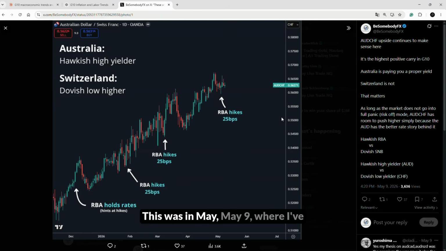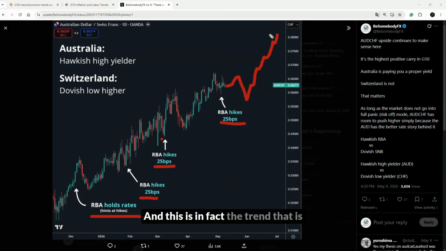And as you can see here, in fact, I've gone into a bit more detail. This was on May 9, where I've laid out all the reasons behind this trend, which was the RBA hinting at rate hikes back in December 2025, bullish for the Australian dollar. The RBA hiking interest rates in February, hiking again in March, hiking again in May. And this is, in fact, the trend that is unfolding right now, continuing.